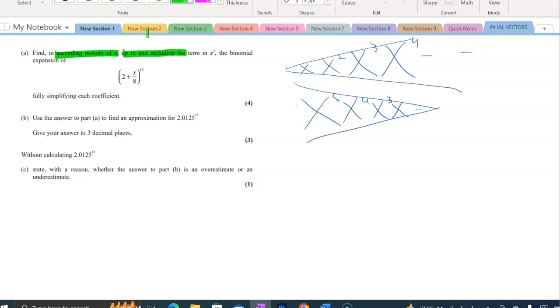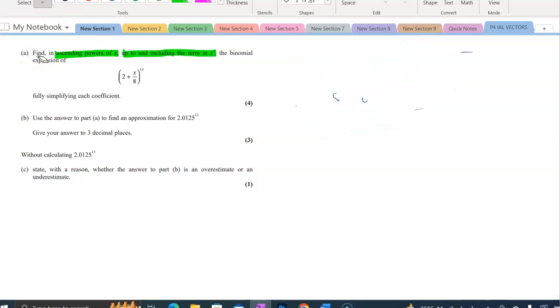Up to and including terms in x cube. So whenever we have this kind of a question, what we do is we remove this. So we have to do the expansion. Now we know it very well. We have the first term, so we can write it this way. It's easy to solve such kind of question.